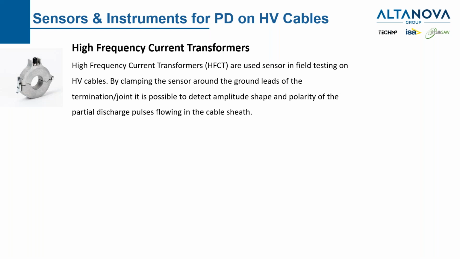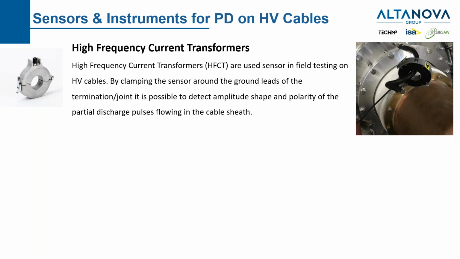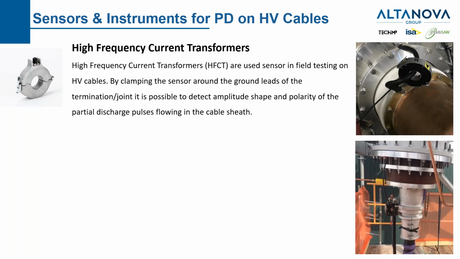This sensor will give us a lot of information about the amplitude, the shape of the pulse, and the polarity of the PD pulse. This is a real case installation in a GIS termination. If you see, there is also an arrow on the sensor because we can also get some information from the direction of the pulse. This is another installation, again in another GIS termination.